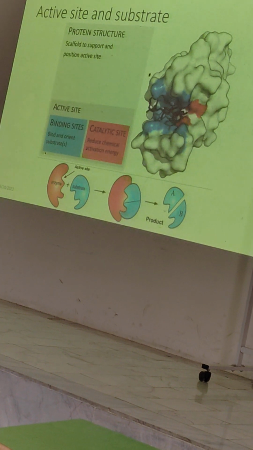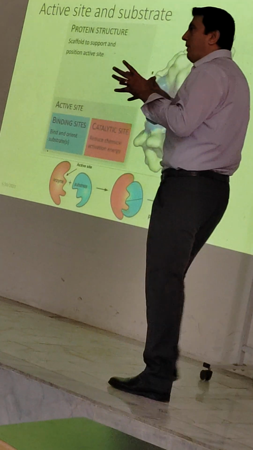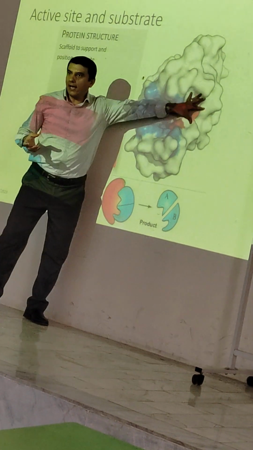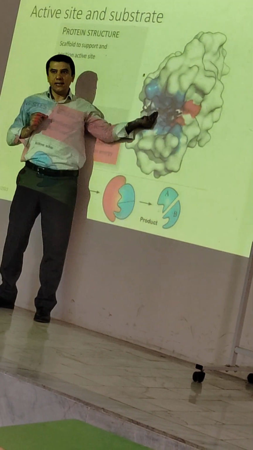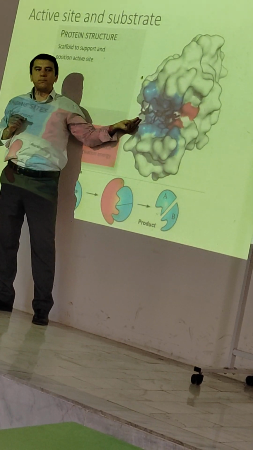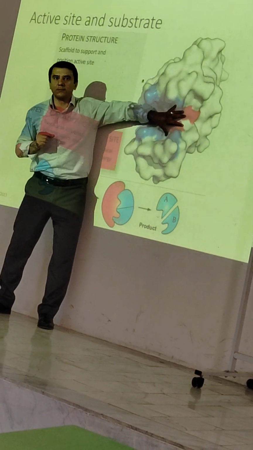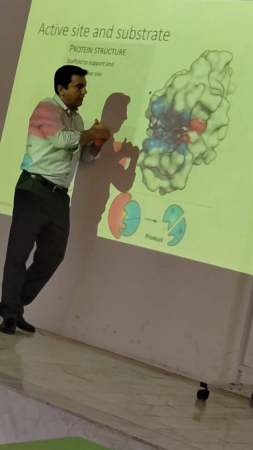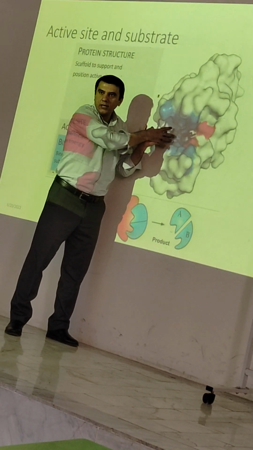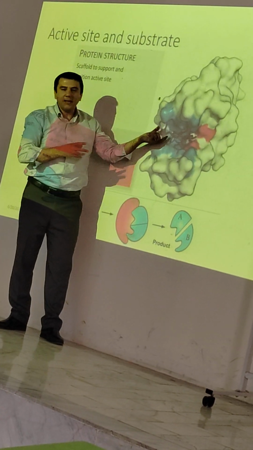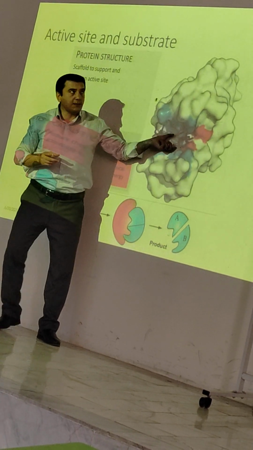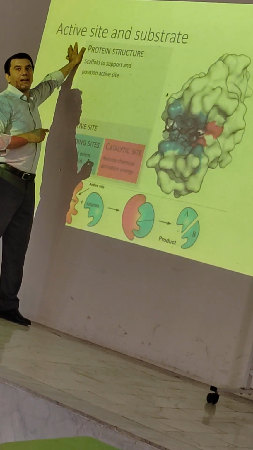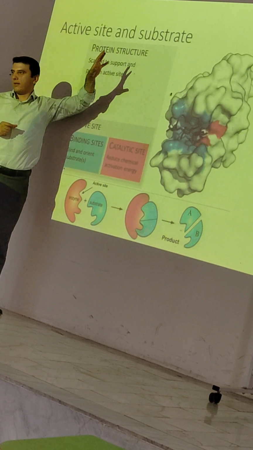What is the location for performing the enzyme reaction? This is an enzyme, but just a small place, a very small place among the enzyme structure, can do the enzymatic reaction. We name this place the active site.